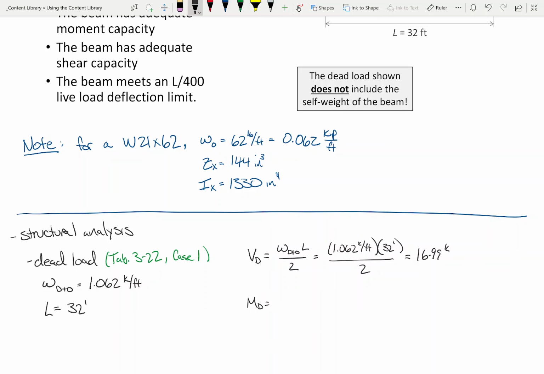Kips. Okay. Now, what is our maximum moment for a simply supported beam subjected to a uniformly distributed load? WL squared over 8. Okay. As a structural engineer, WL squared over 8 is one of those formulas that you'll just remember for the rest of your career. Okay, and so what does that come out to be?